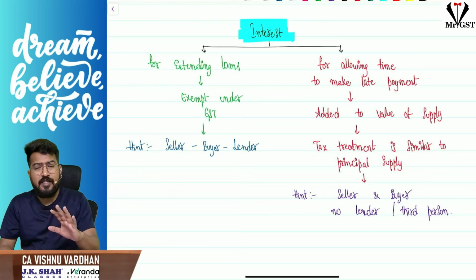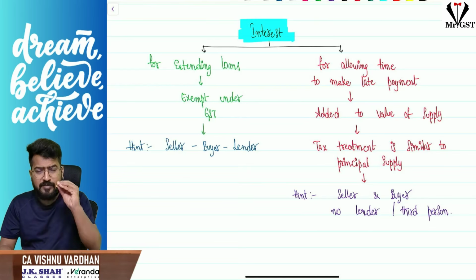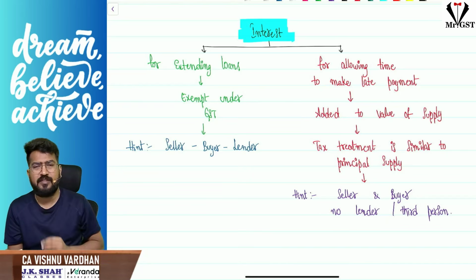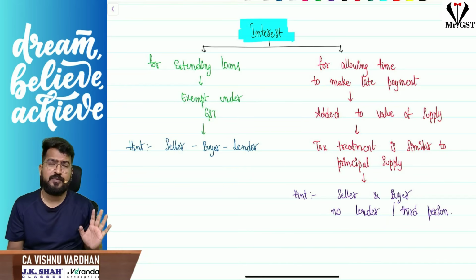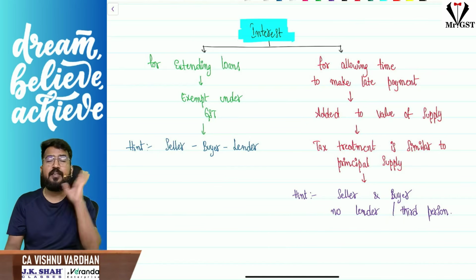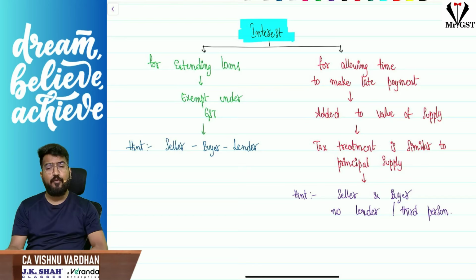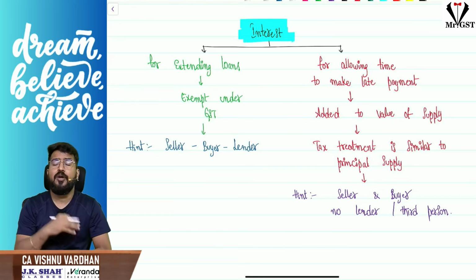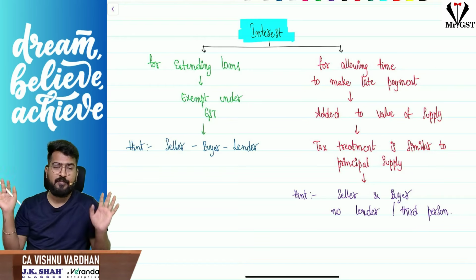The second situation is, sir, I am selling some goods to you. You say, Vishnu sir, I don't have money, I'll pay after 30 days. I say, no problem, pay 1,000 rupees interest. So you are paying me 1,000 rupees interest. That will be added to the value of supply. And whatever tax is applicable on the principal supply, the main thing I am selling to you, the same will be applicable on this interest also.